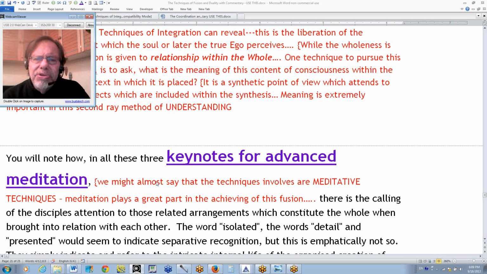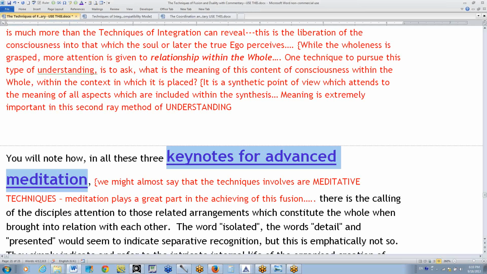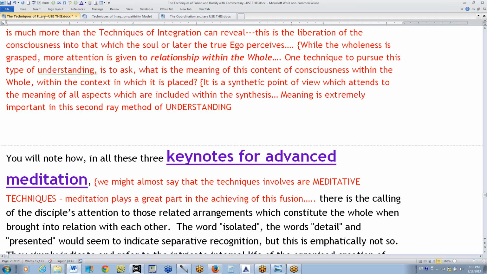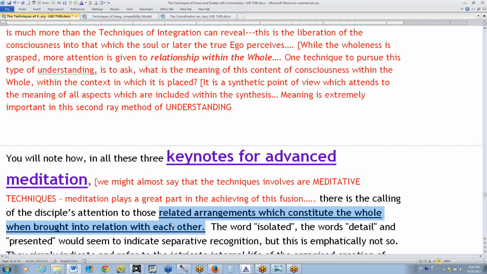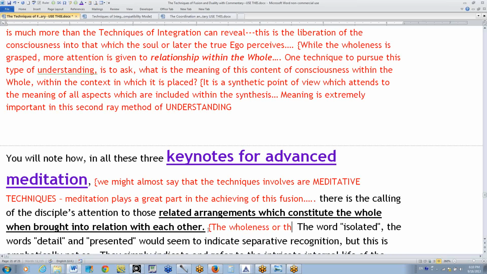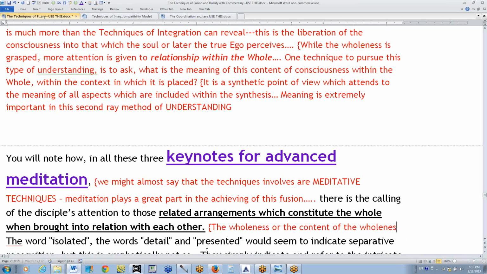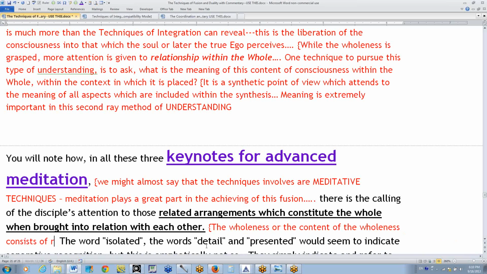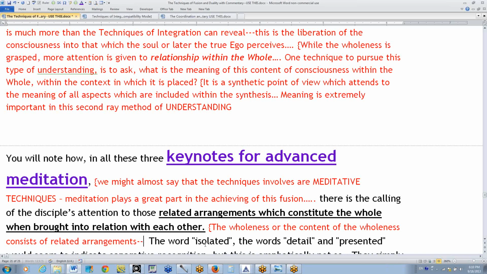So you will note how in all these three keynotes for advanced meditation there is the calling of the disciples' attention to those related arrangements which constitute the whole when brought into relation with each other. So let's just say the wholeness, or the contents of the wholeness, consists of related arrangements.